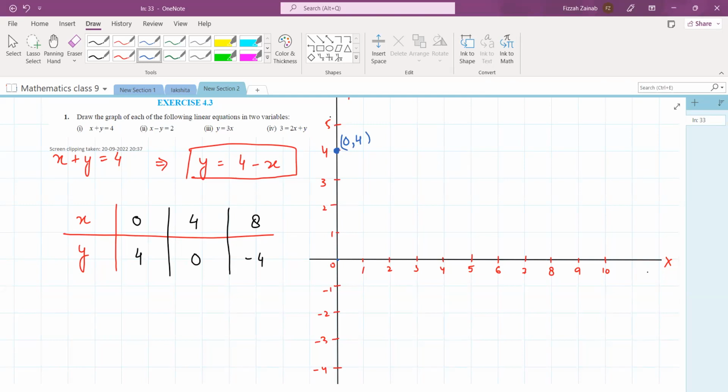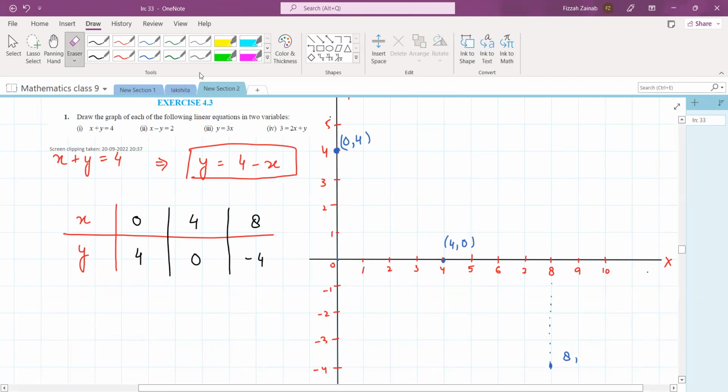Now next, x is positive 4. So you move 4 here and then y 0. So that means this is the point. You are not going in the y direction. So the point is 4, 0, right? Next, x is 8. So here, and then y is minus 4. So you go here. That means this is the point. So this point is x is 8, y is, sorry, y is minus 4. Right. So I've got my 3 points.